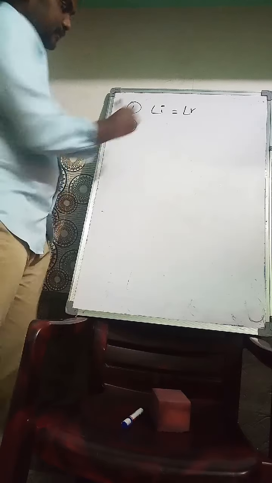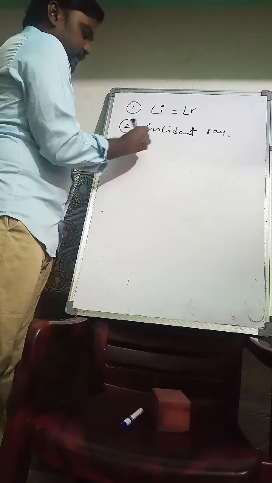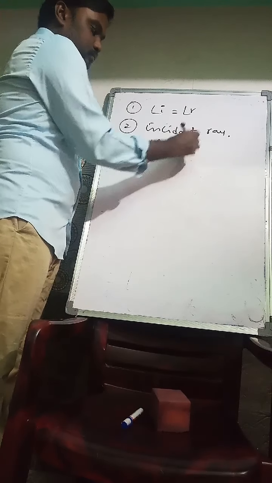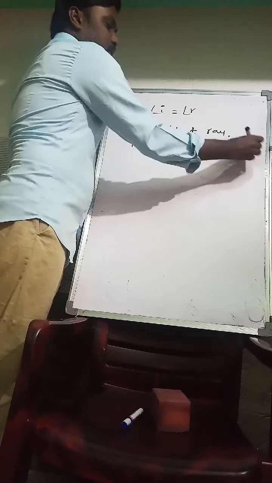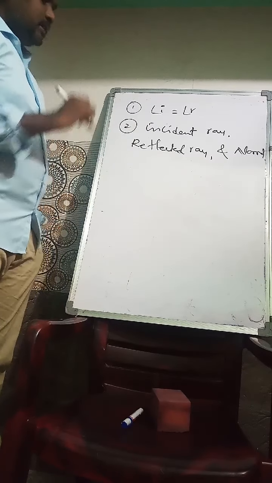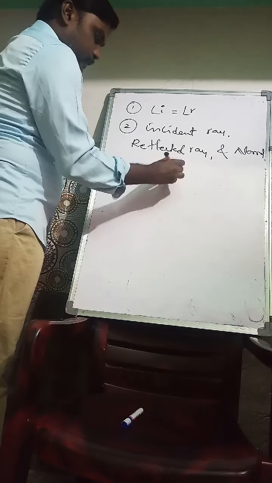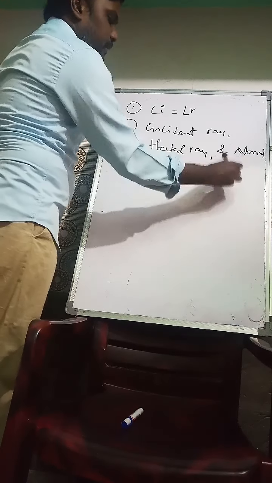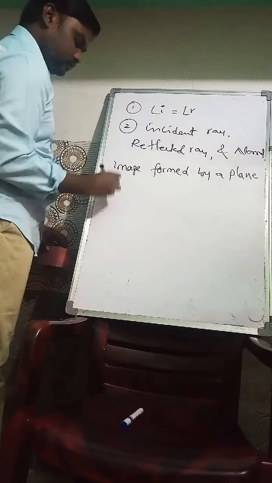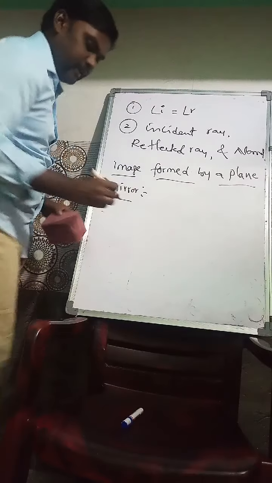The second law is the incident ray, reflected ray, and normal drawn to the interface lie in the same plane. These are the laws. Next, we are going to learn about the image formed by a plane mirror.